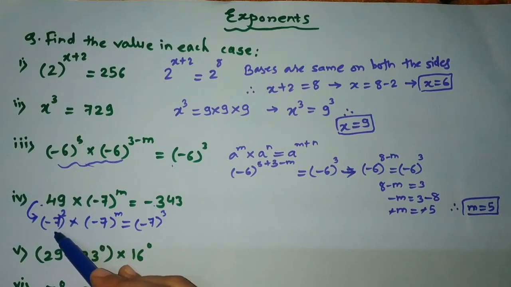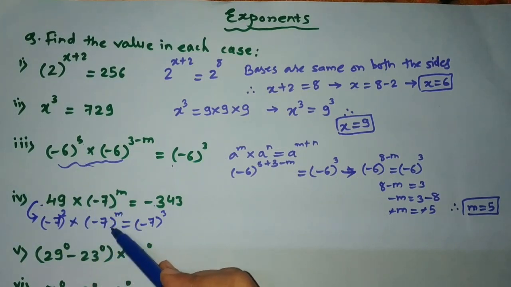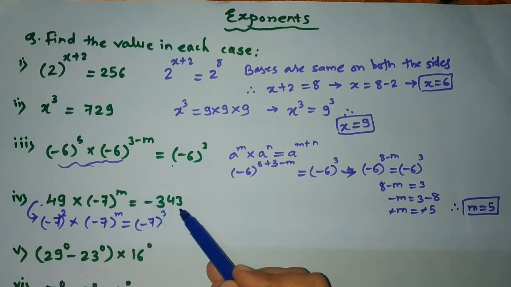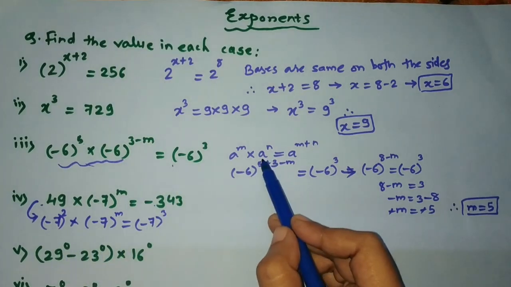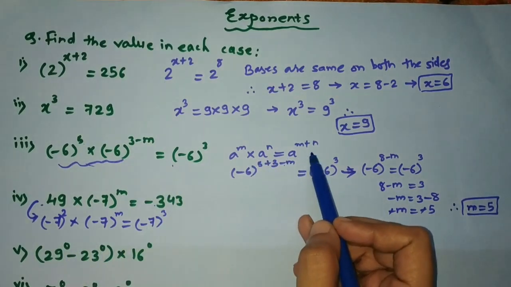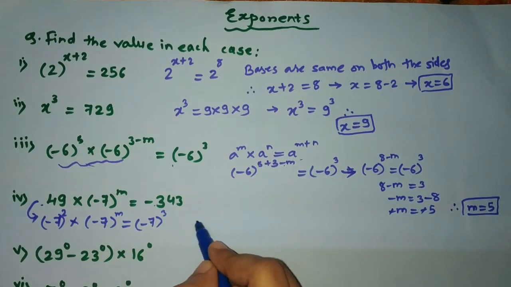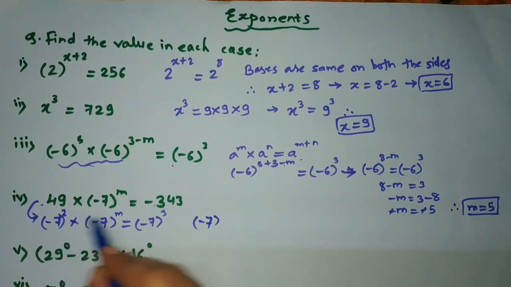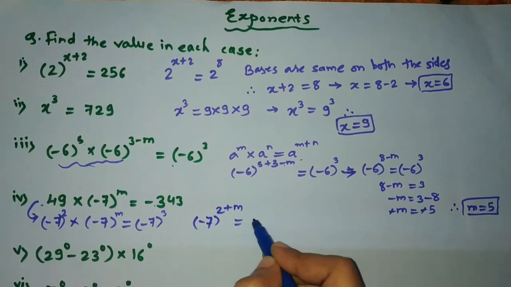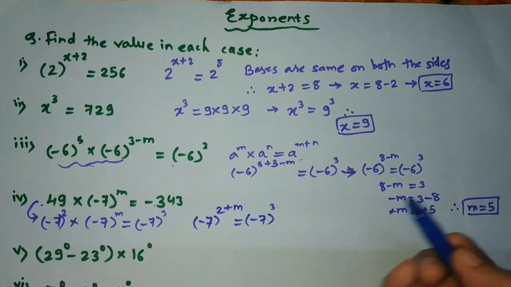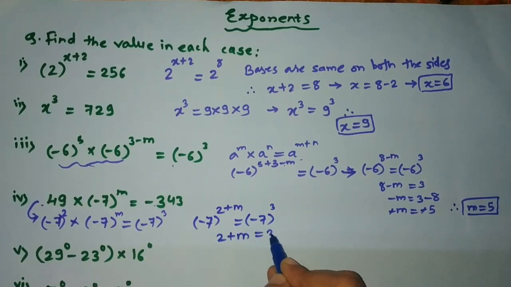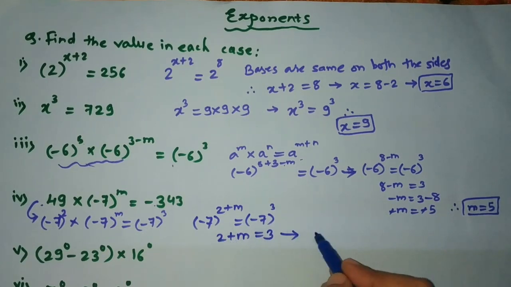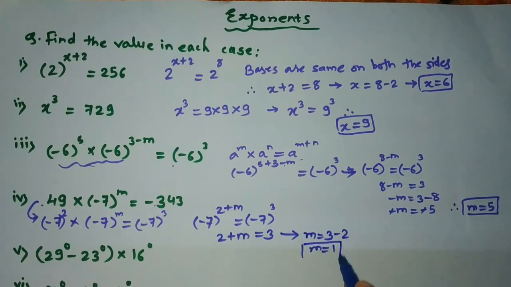49 I have written as (-7) square, (-7)^m as it is, and here -343 is nothing but (-7) cube. Now again use this law, a^m into a^n is equal to a^(m+n). So we write (-7)^(2+m) is equal to (-7) cube. Now bases are the same on both sides, so you can write 2 + m is equal to 3. So this 2 we send over, m is equal to 3 minus 2, and finally we get m is equal to 1 in this case.